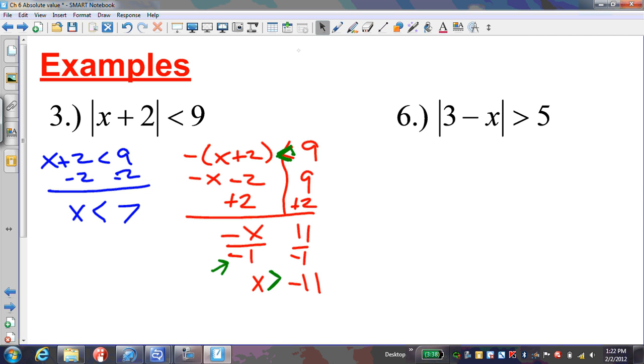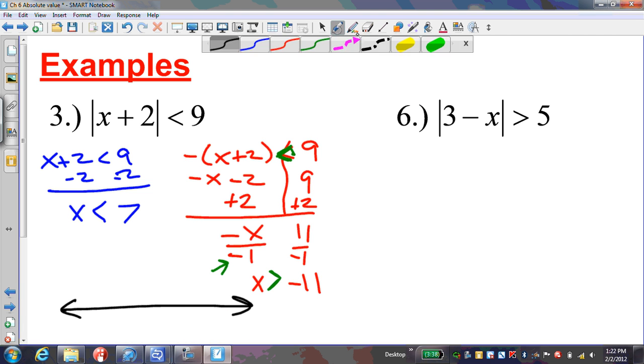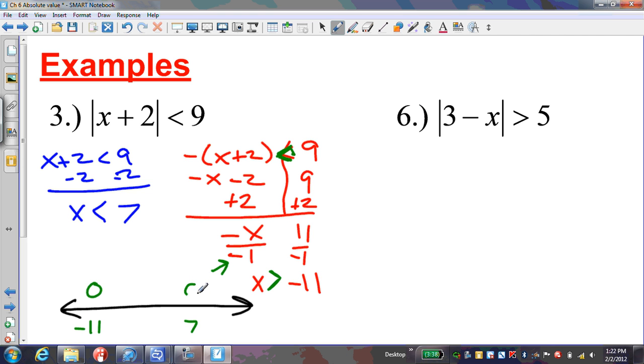So if I'm going to graph this on a number line, what we want to do is draw our number line. I'm going to write my values in, just doing it in green for both of them. We have negative 11 down here. We have an open circle. We have positive 7 over here. And again, negative 11, bigger than, and less than 7. So it's an and statement going in between. Okay, so that's what we want to do there.